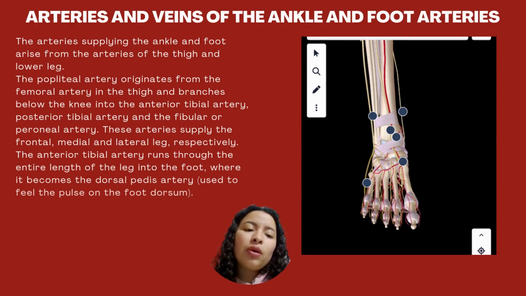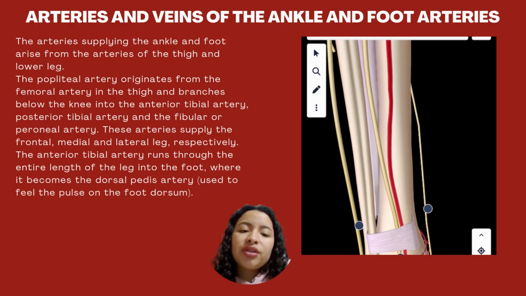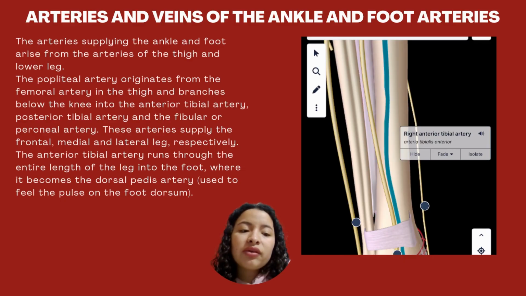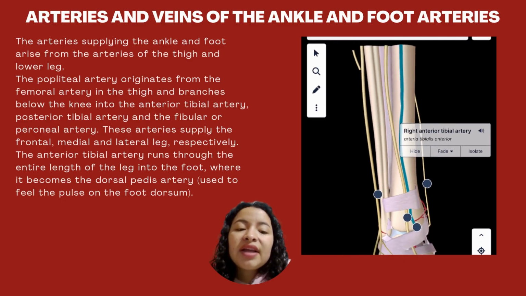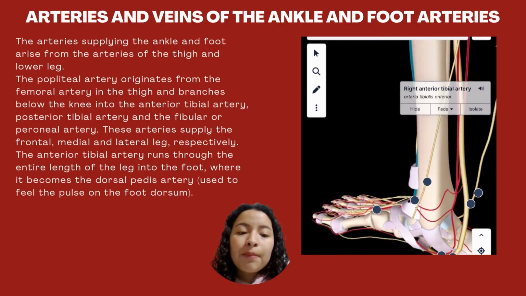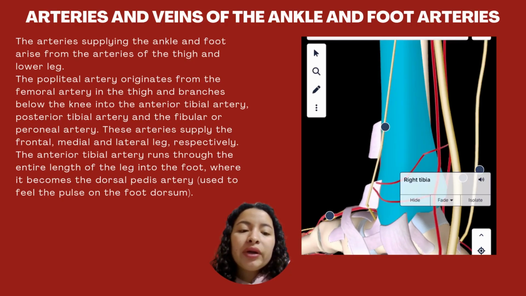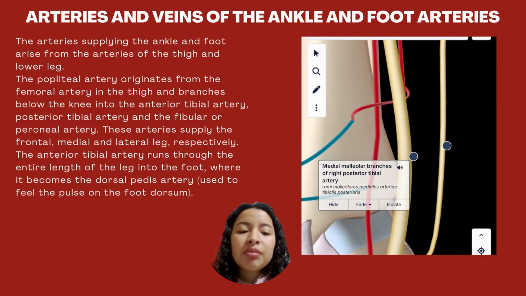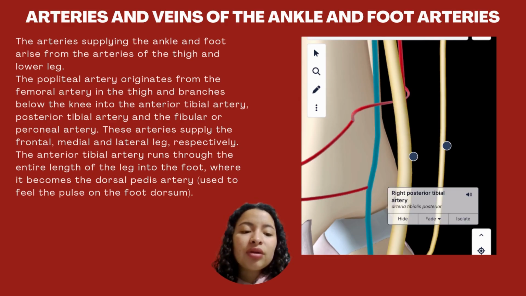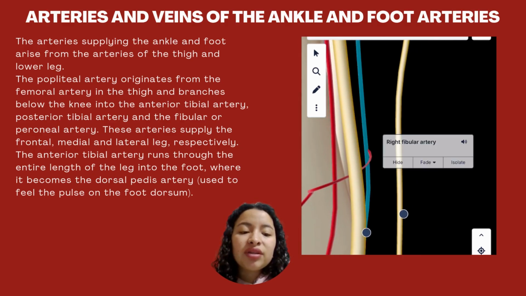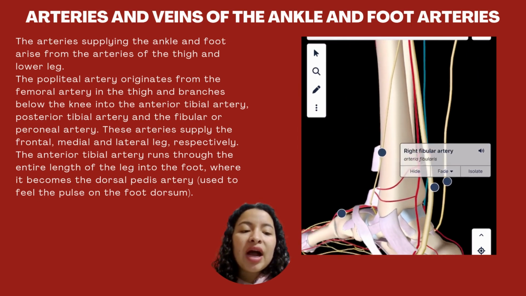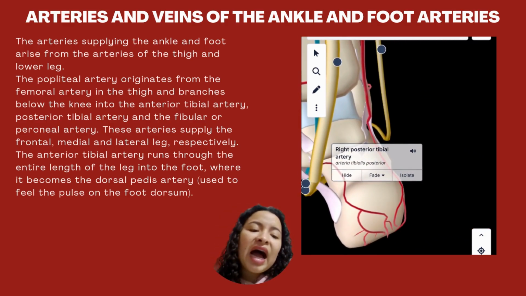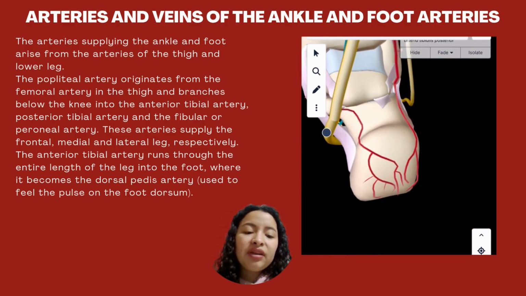Arteries and veins of the ankle and foot. Arteries. The arteries supplying the ankle and foot arise from the arteries of the thigh and lower leg. The popliteal artery originates from the femoral artery in the thigh and branches below the knee into the anterior tibial artery, posterior tibial artery, and the fibular or peroneal artery. These arteries supply the frontal, medial, and lateral leg, respectively.